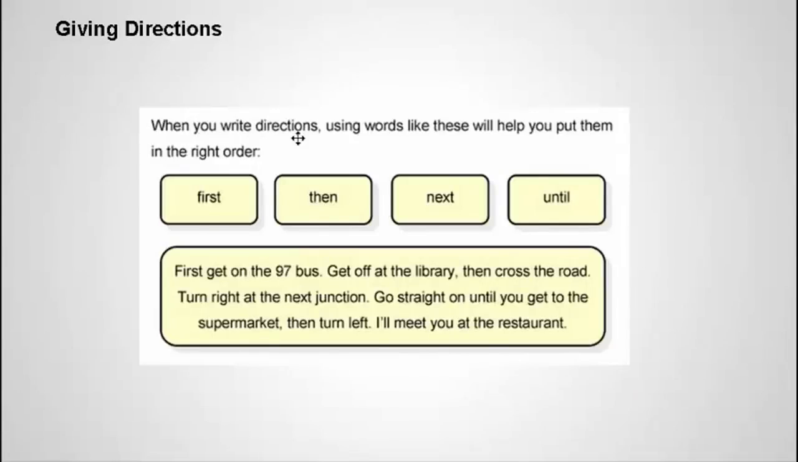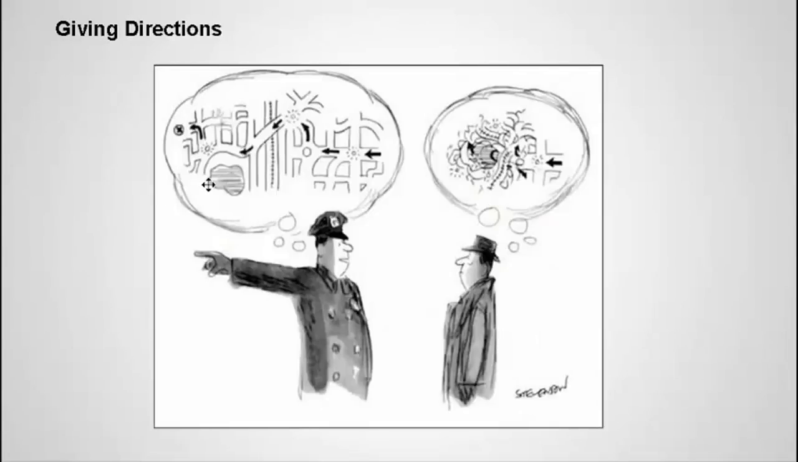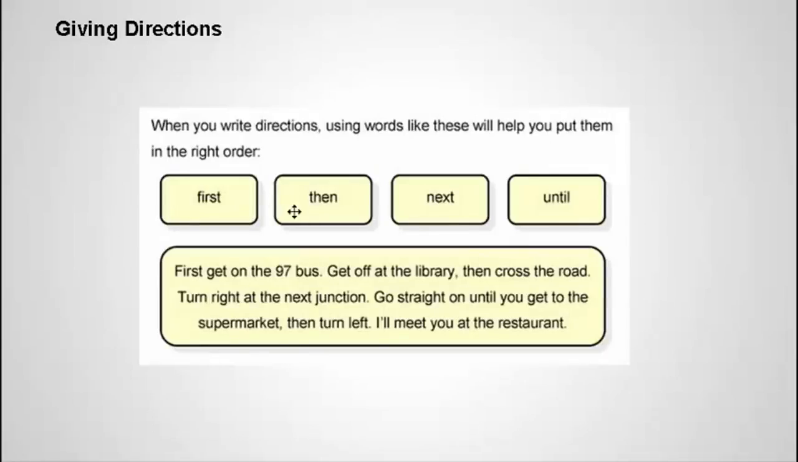When you write directions, we don't need to use signal words because we're just giving directions verbally. But if you write it down, you might want to use the signal words, like for example, first, then, next, until. Here's an example. First, get on the 97 bus. Get off at the library, then cross the road. Get on, get off, cross, turn right.